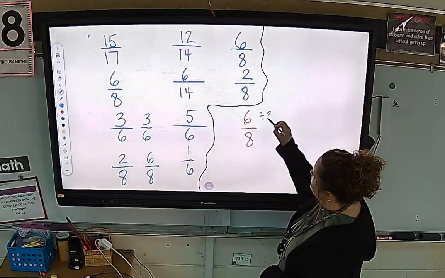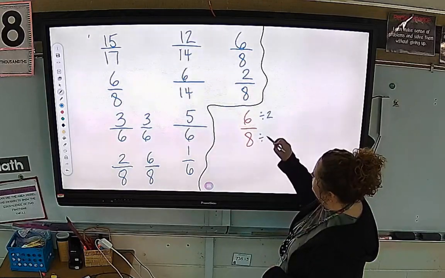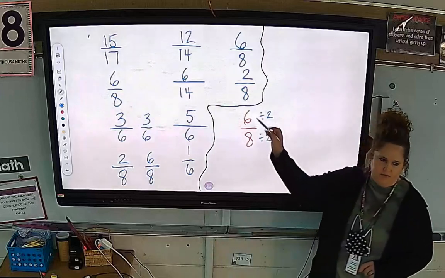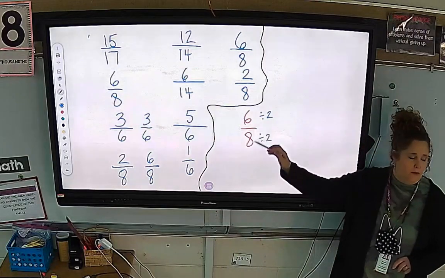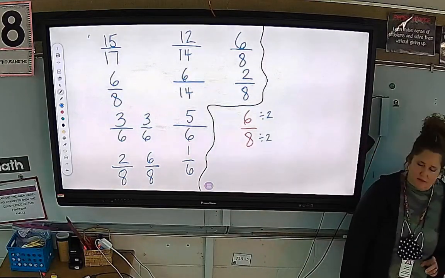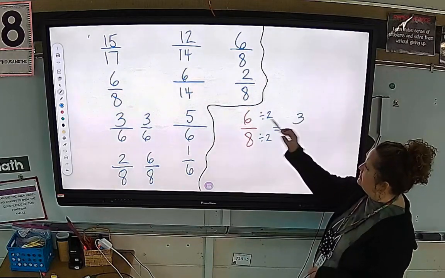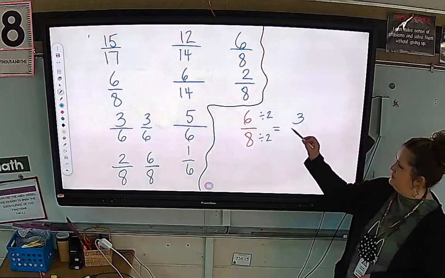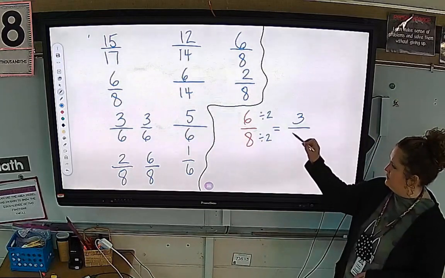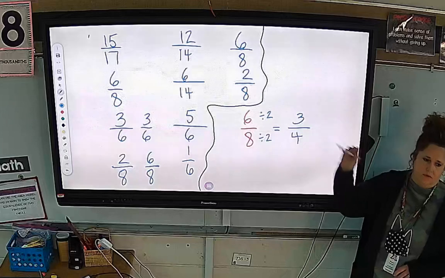There's a clue that you can divide these by 2. They are both what kind of numbers? They're both even numbers, so I know I can divide them by 2. Okay, so 6 divided by 2 is 3. That's correct. And 8 divided by 2 is 4. So that is true. That works.